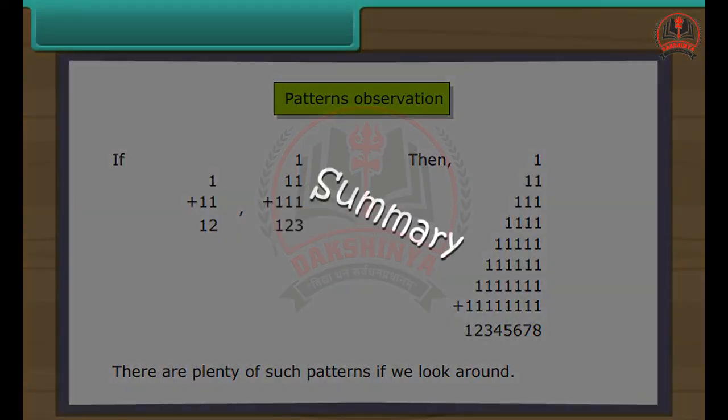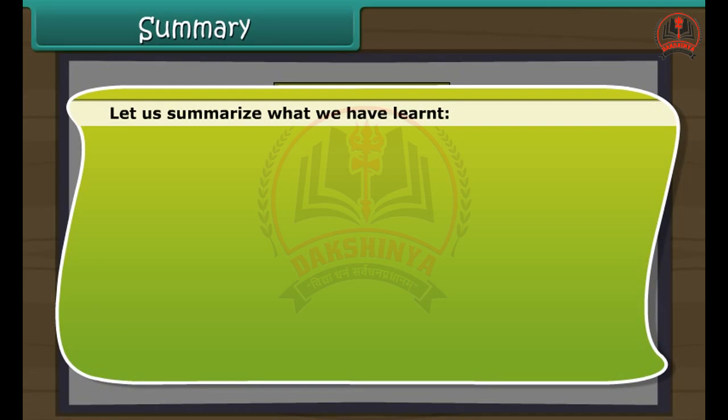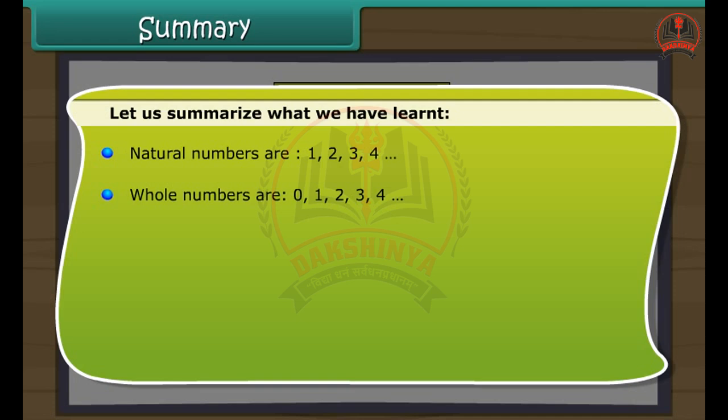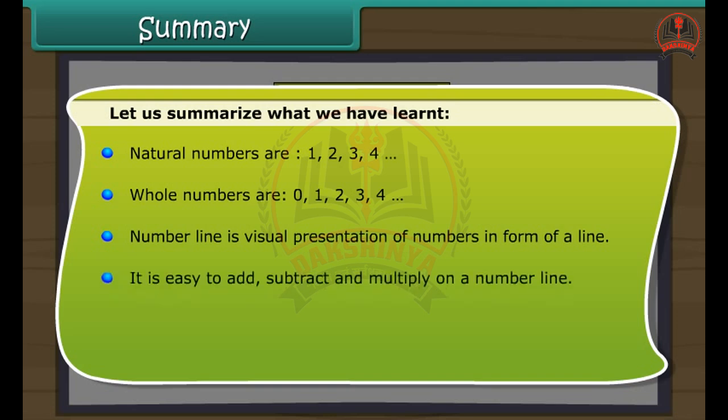Summary. Let us summarize what we have learnt. Natural numbers are 1, 2, 3, 4. Whole numbers are 0, 1, 2, 3, 4. Number line is a visual presentation of numbers in the form of a line. It is easy to add, subtract and multiply on a number line.